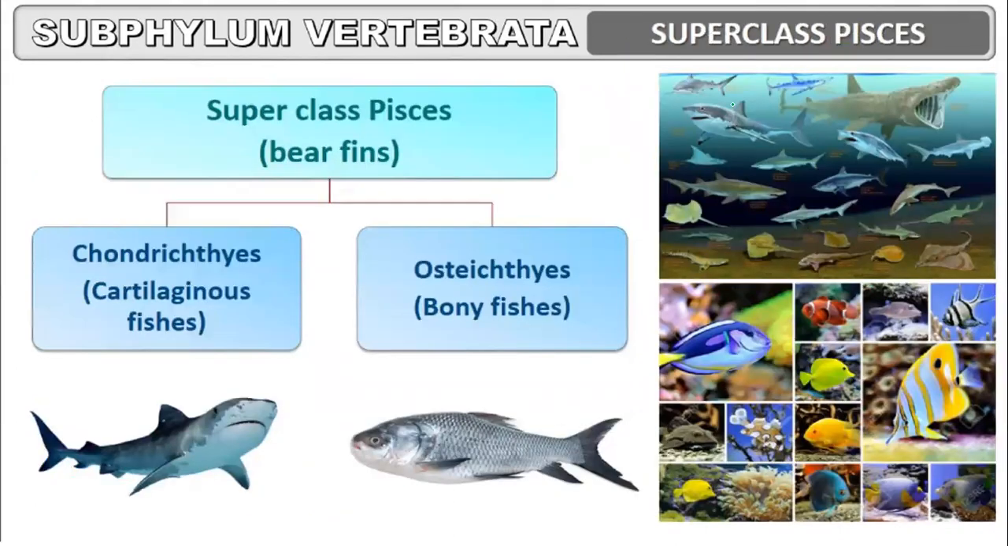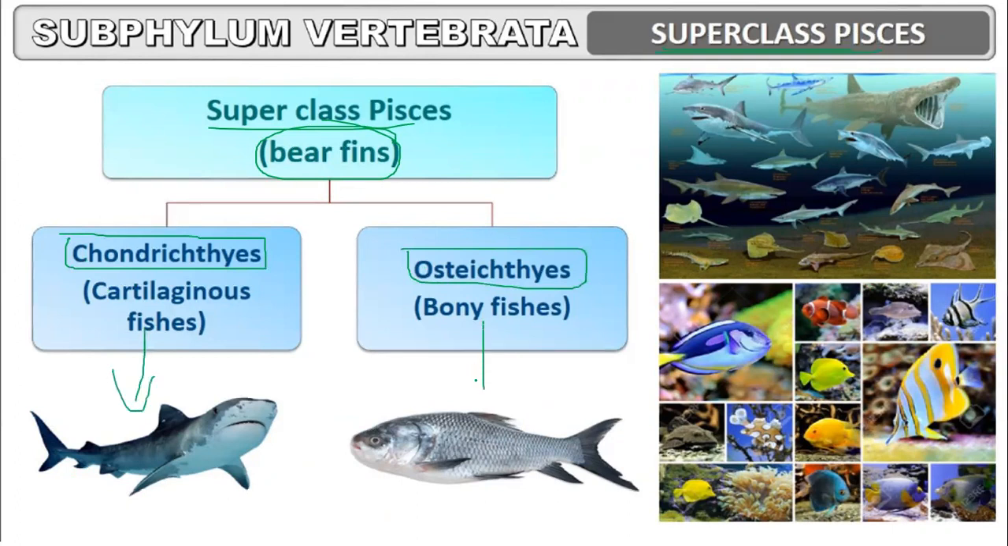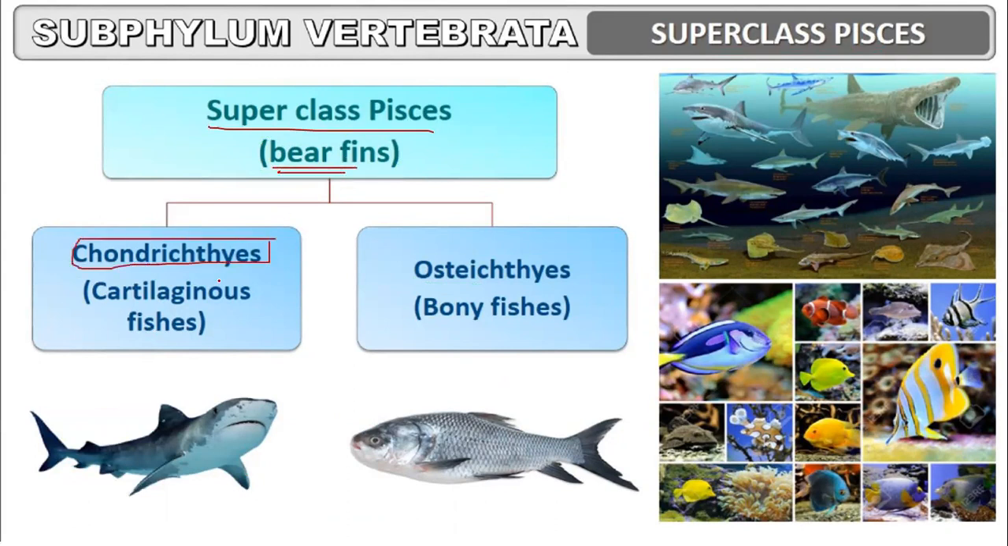And next we are moving on with the superclass Pisces. Superclass Pisces are those organisms that bear fins. It can be divided into two types, class Chondrichthyes and class Osteichthyes. Chondrichthyes means their body is made of cartilage. Osteichthyes means their body is bony. Class Chondrichthyes is the cartilaginous fishes, and class Osteichthyes is the bony fishes.